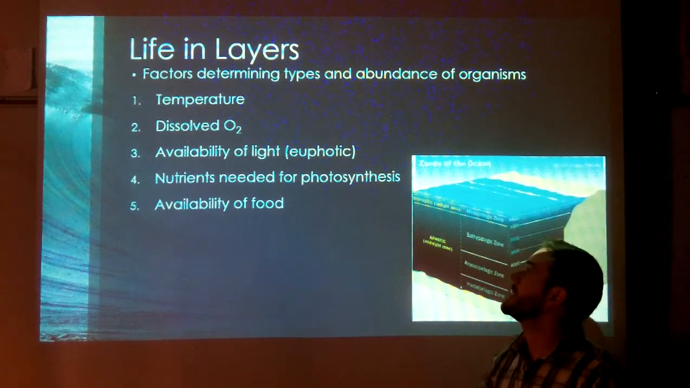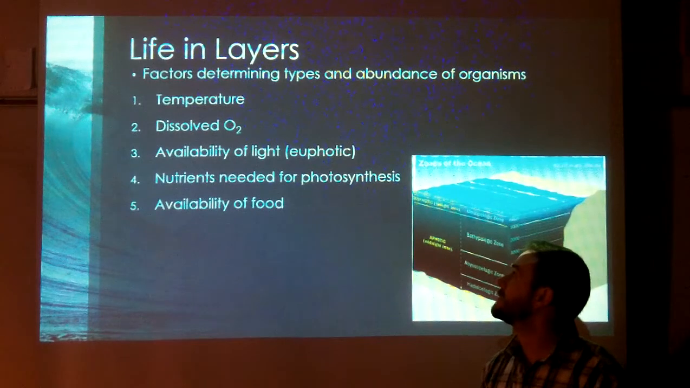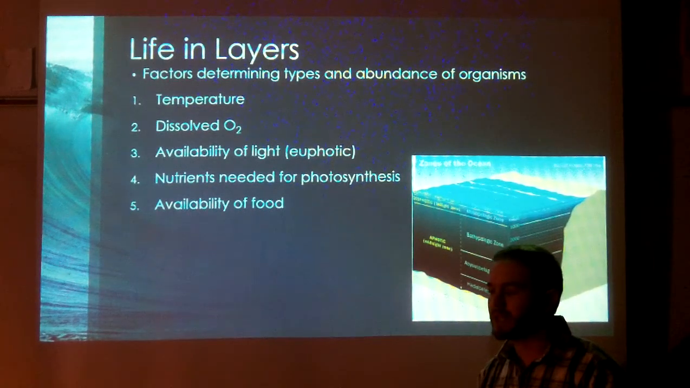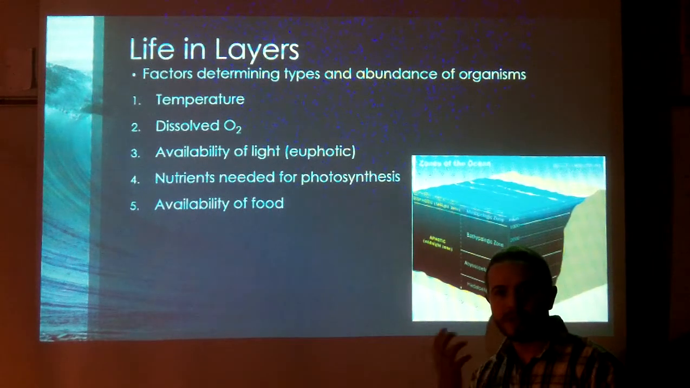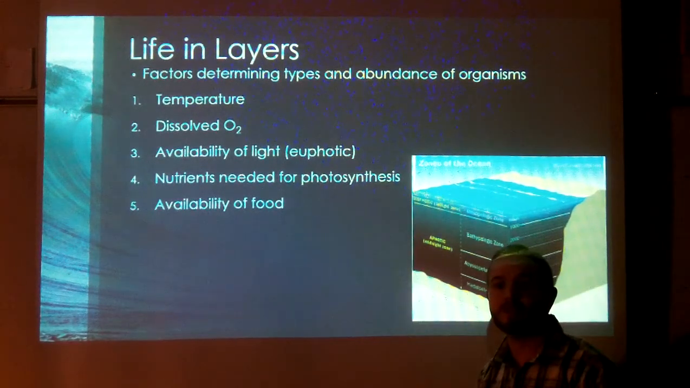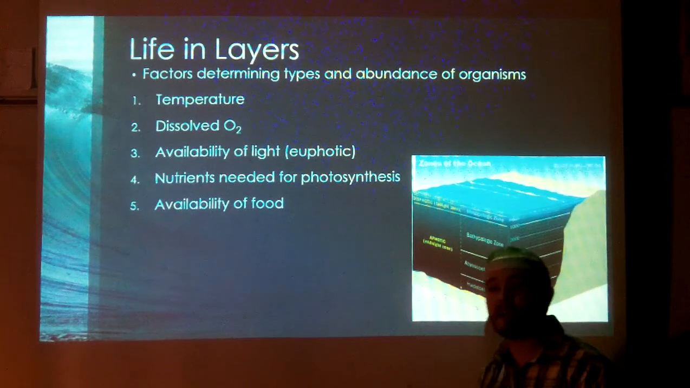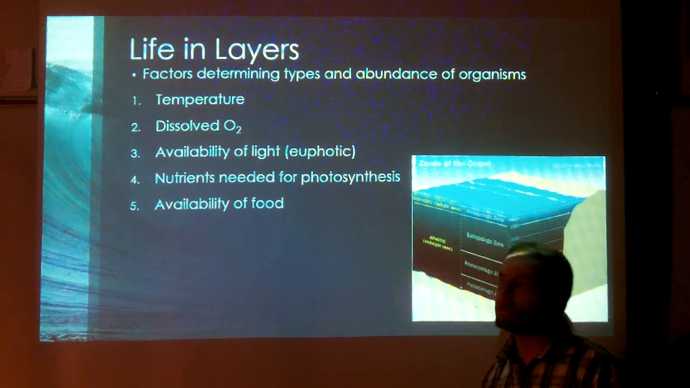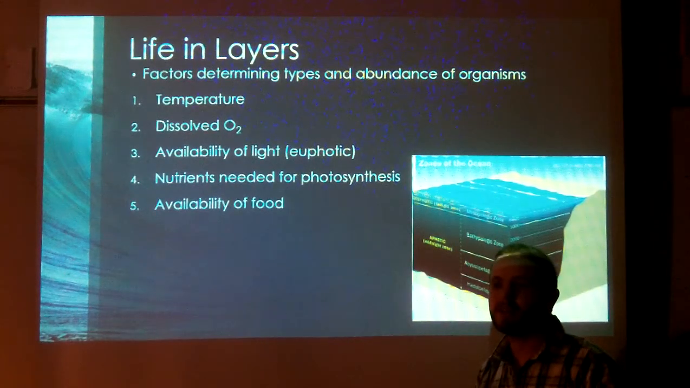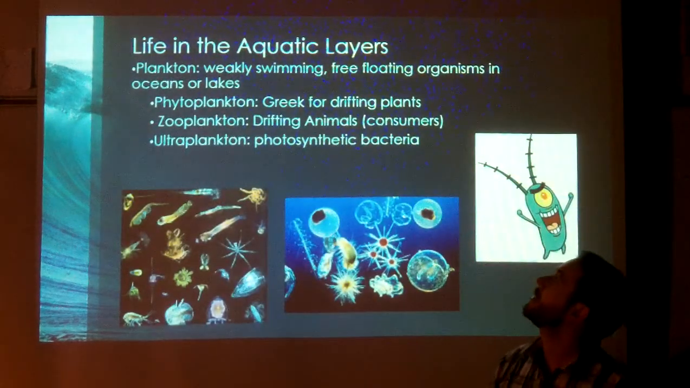Availability of light, euphotic zones. Nutrients needed for photosynthesis, and if you remember back to El Nino and La Nina from last unit, we said that El Nino breaks down the upwellings that bring those nutrient-rich cold waters from the bottom of the ocean to the surface for photosynthesis to take place. And La Nina is a strengthening of those winds, which help really drive extra nutrients to the surface of the ocean. And the last one, availability of food. When we talk about the neritic zone in just a few slides, this last one, number 5, will become more apparent.